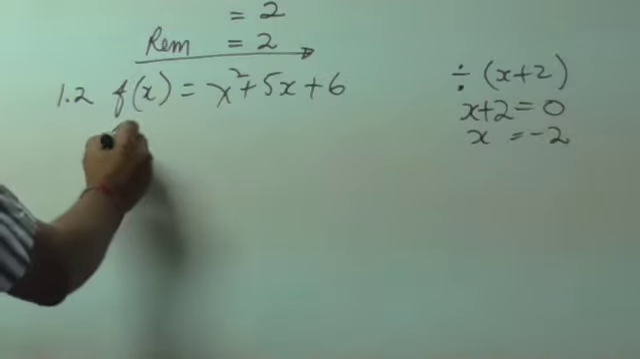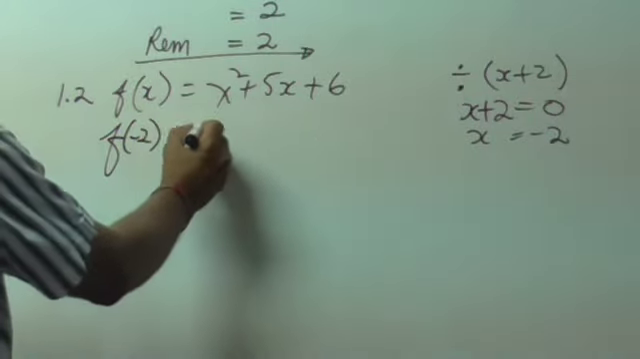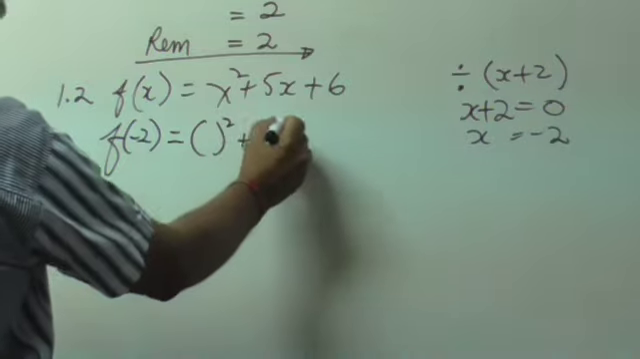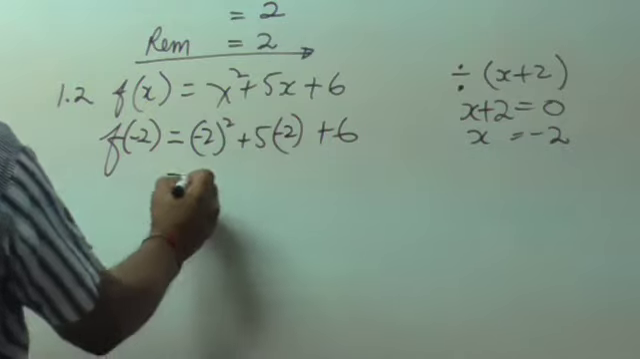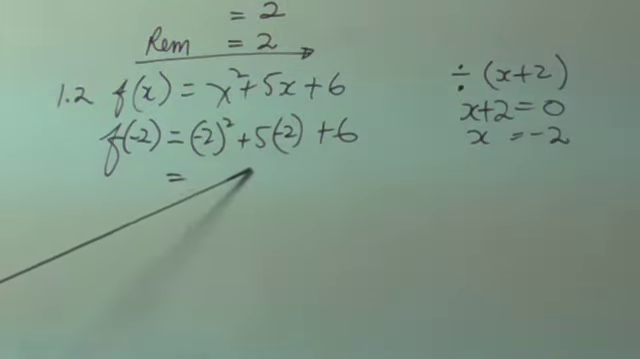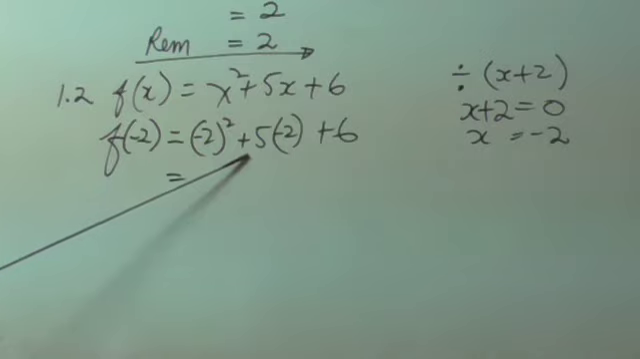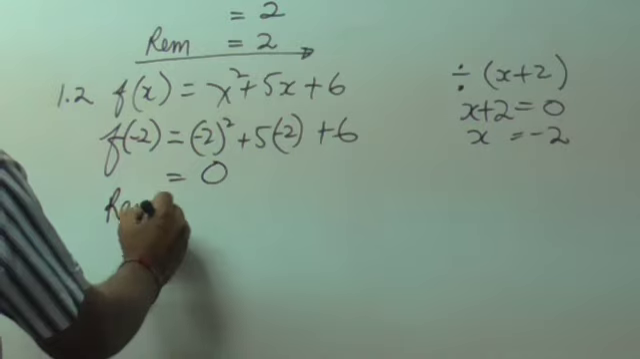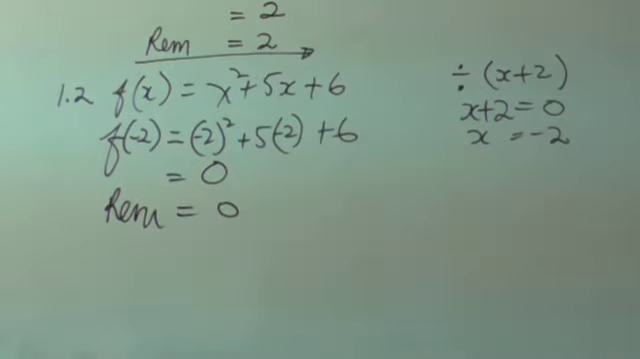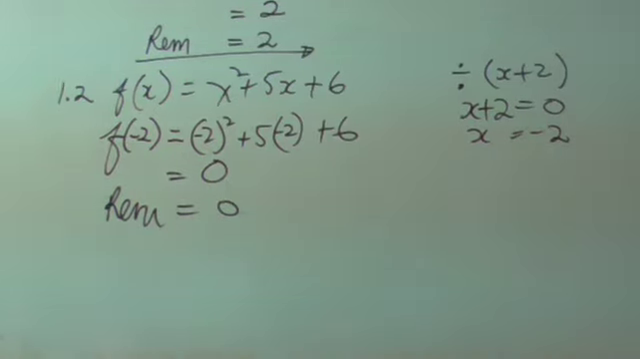So once again, f of minus 2 is equal to, then you put in minus 2 wherever there is x, and you put this into the calculator, and when you put this in the calculator, you get 0. So now you will say that the remainder is equal to 0. So what we have is a very interesting observation. Here the remainder was 2. Here the remainder is 0. Alright, let's do one more, 1.3.